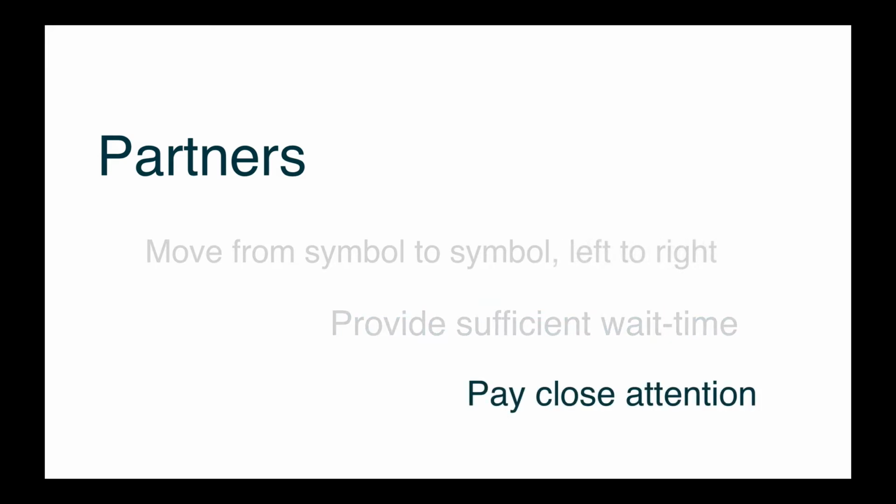Partners pay close attention to the student to be sure they respond to all attempts to communicate. If the student does not indicate a selection after sufficient wait time, the adult then points to and says the next word.